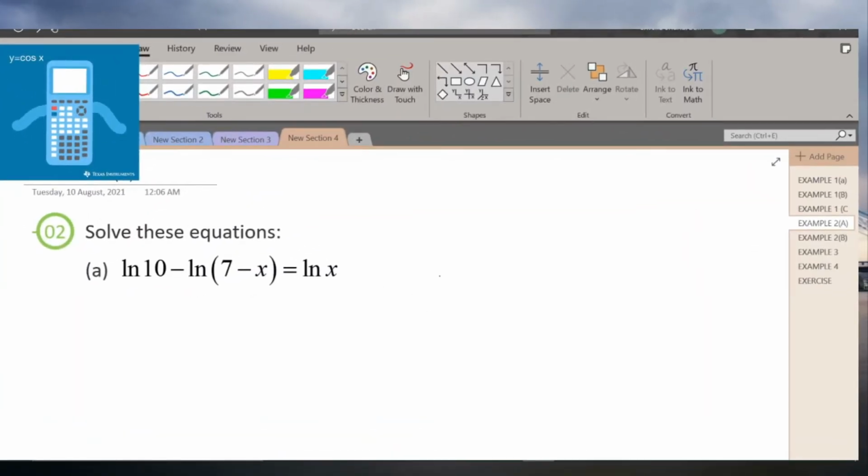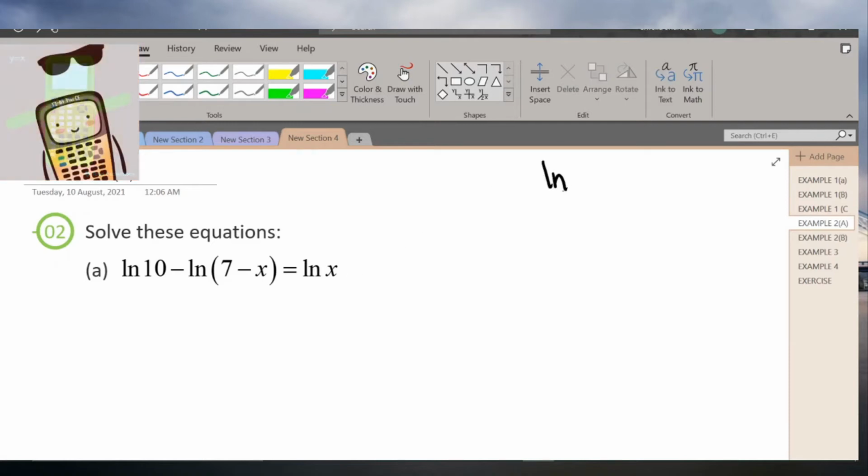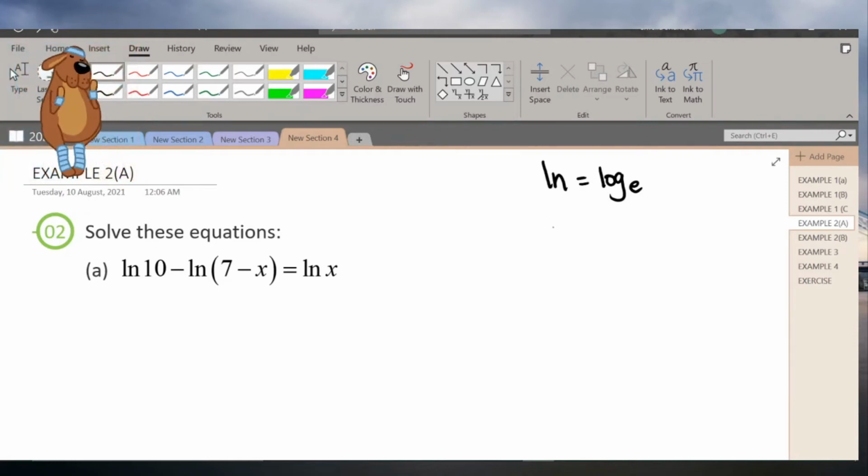Alright. Example 2. We have ln 10 minus ln (7 minus x) is equals to ln x. Okay, so ln, not I, ln is just log base the natural number e. We can call it as ln, or we can call it as natural log. So for example 2, ln 10 minus ln (7 minus x) is equals to ln x.